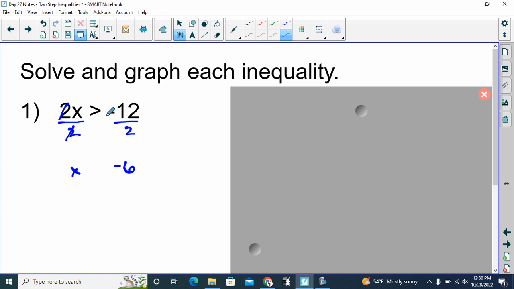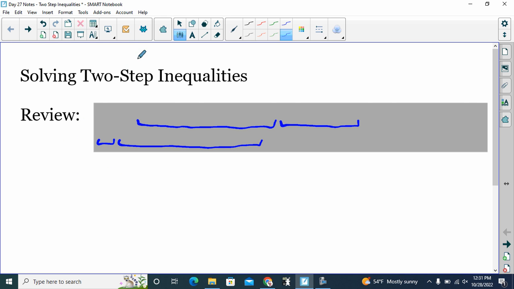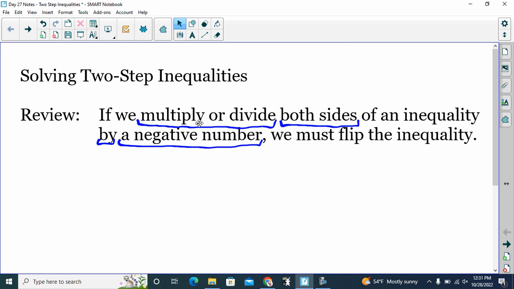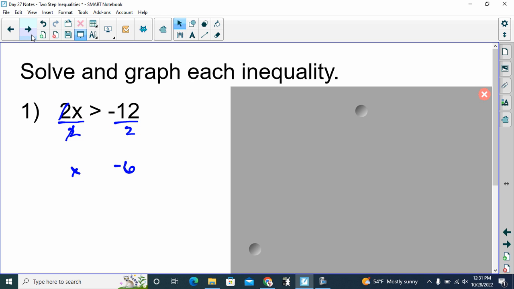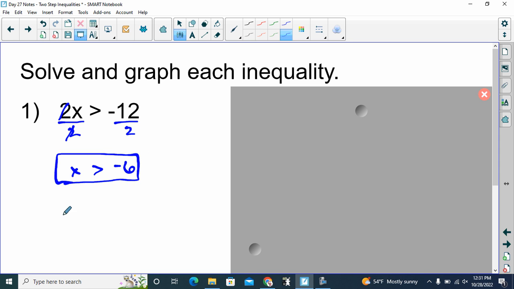We divided a negative number. We got a negative number. But remember, the important thing is, well, we need to multiply or divide. We divided both sides, yep, by a negative number. Notice here we didn't divide by a negative number. We divided by positive 2. We should not flip our inequality here. X is greater than negative 6 is our solution.